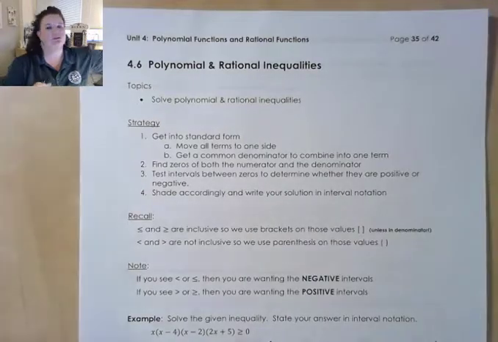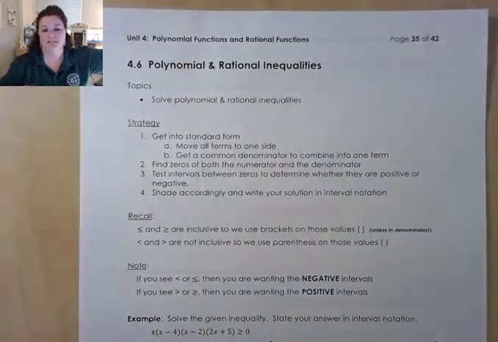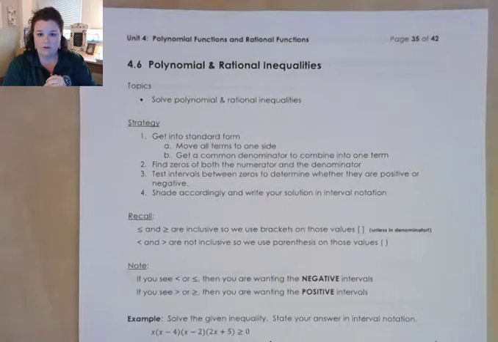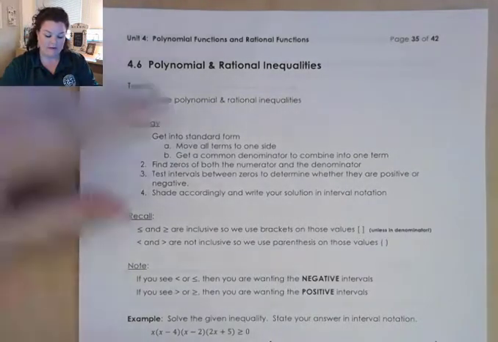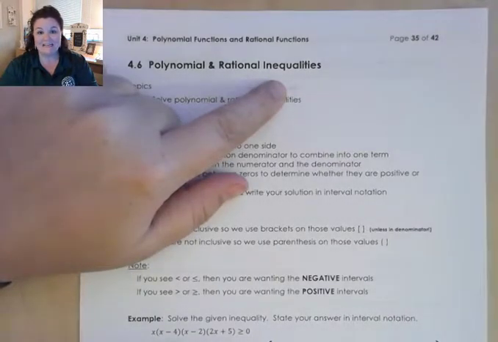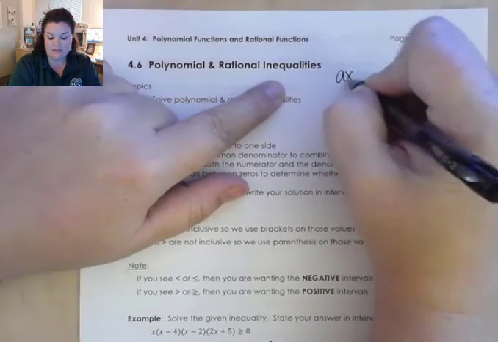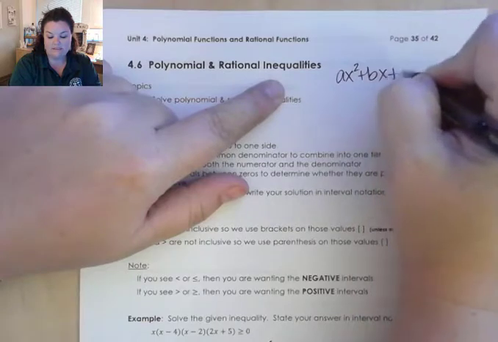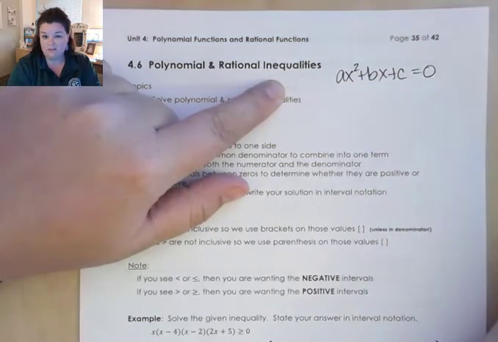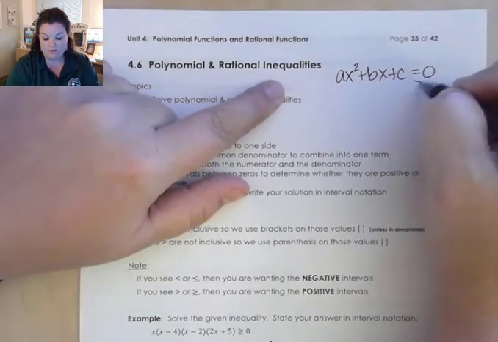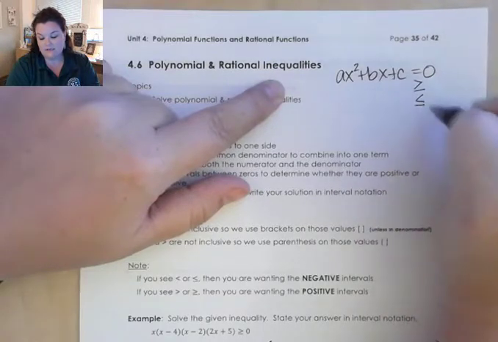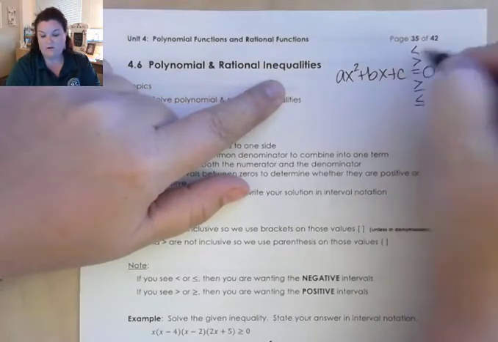All right, so we're going to go over section 4.6, which is all about polynomial and rational inequalities. So inequalities means it's not an equation. We don't have an equal sign. Instead of having something like ax squared plus bx plus c equals 0, we're going to have a greater than or equal to, less than or equal to, or maybe a greater than or a less than, okay?